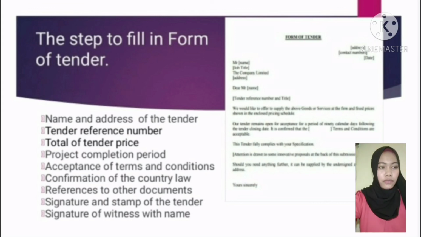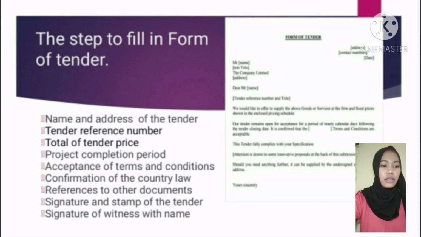Next, in the form of tender, we must have the total tender price. So the price for doing works and adjustment price that has been changed, the scope of the works or period of time change. Next, the form must have acceptance of terms and conditions. The form of tender should have confirmation of the country's law.